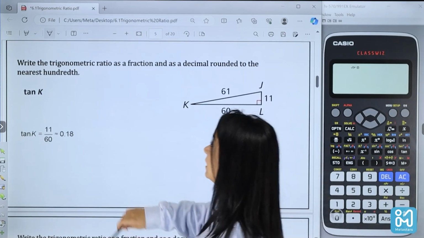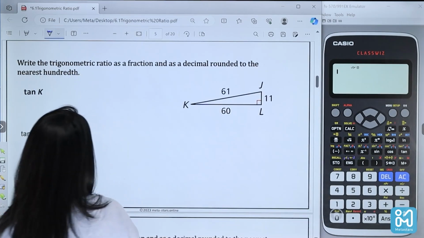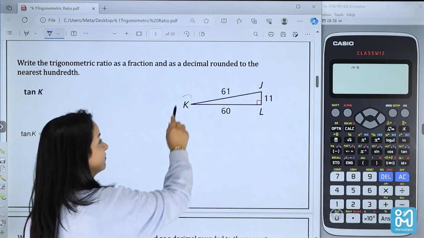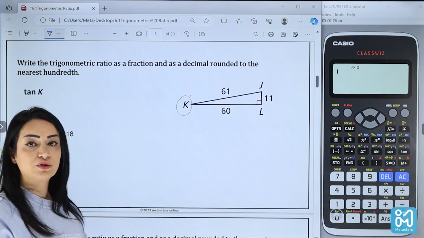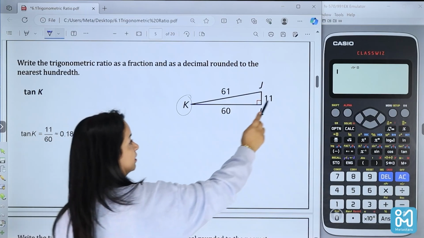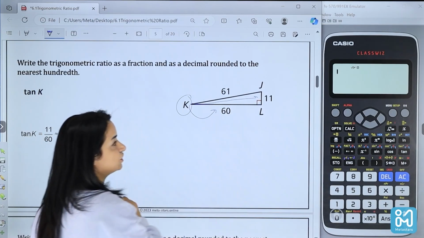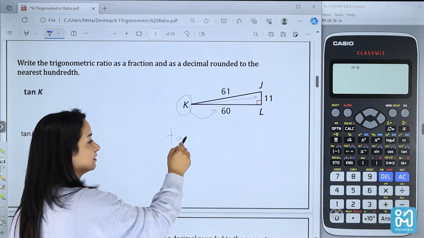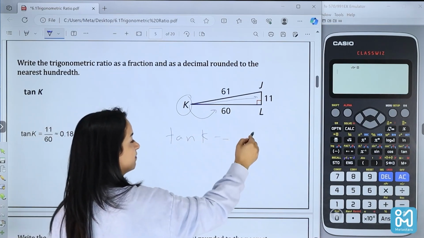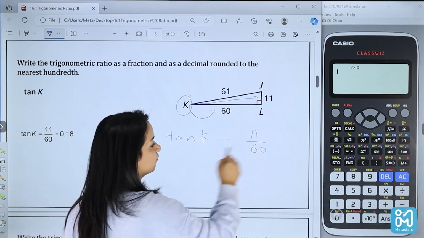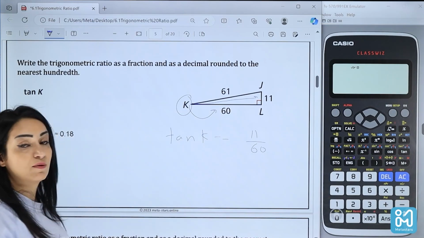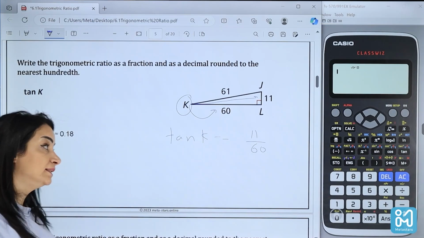What about tan K? Here is K. So tan is equal to what? Opposite over adjacent. This is the opposite. This is the adjacent. So tan K is equal to 11 over 60, which is approximately equal to 0.18.